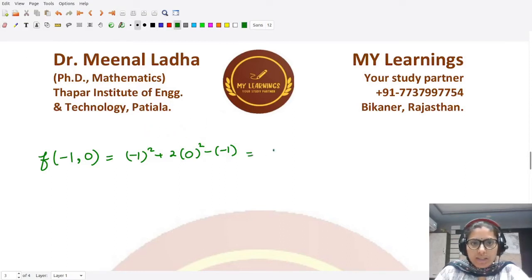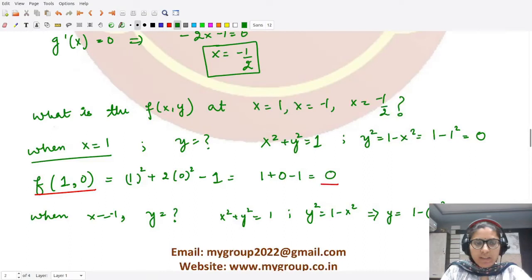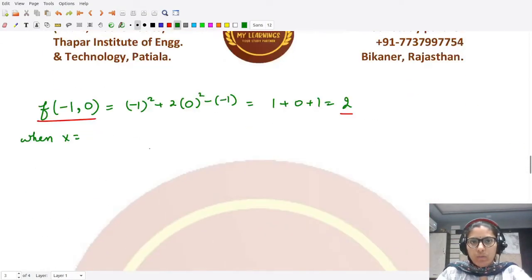So let's compute 1 plus 0 plus 1. So this is equal to 2. So the next value that we have with us is this one. And for the last value, when x is equal to minus 1 by 2, right? And x is equal to minus 1 by 2. So what is the function's value?